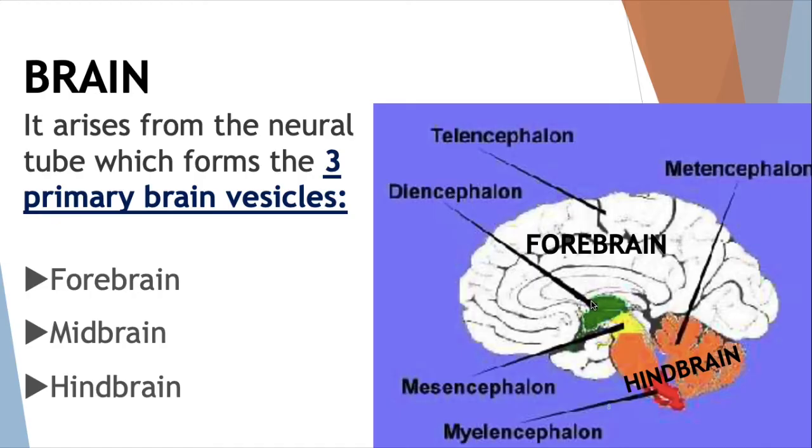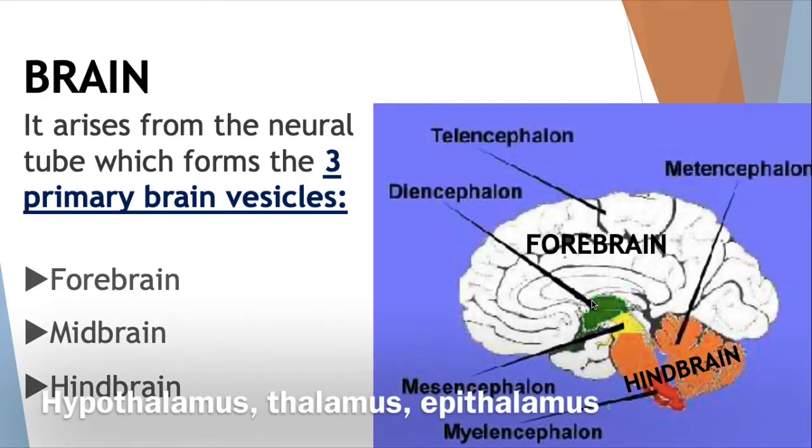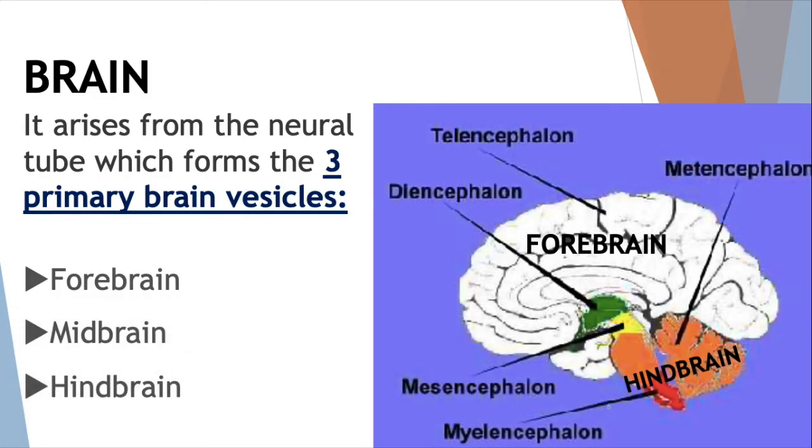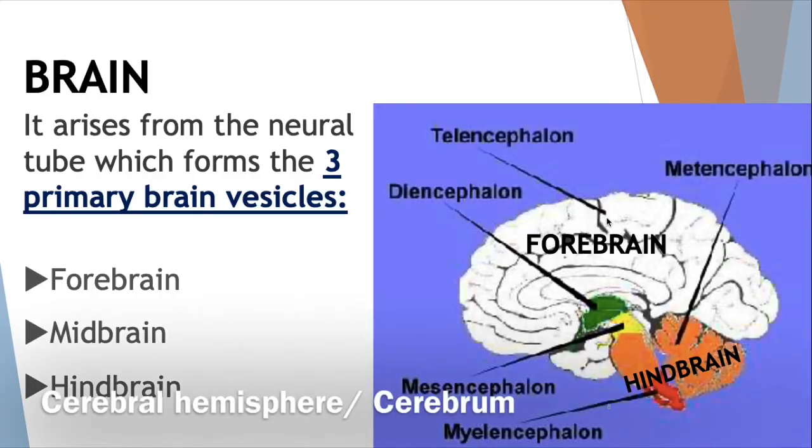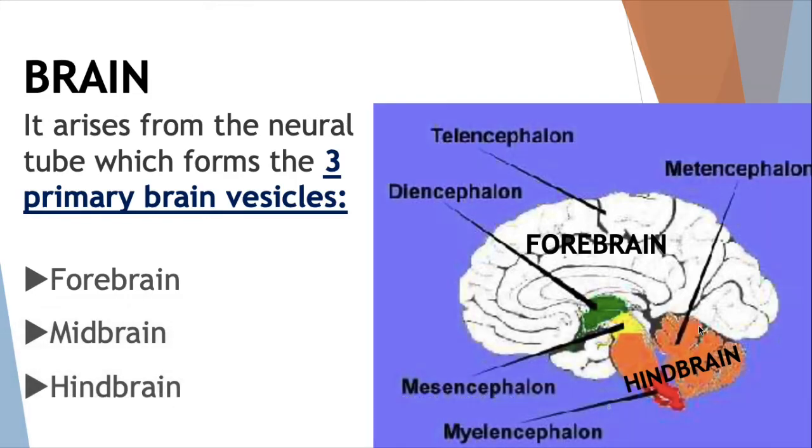So, the diencephalon is part of the forebrain. It is composed of the hypothalamus, thalamus, and epithalamus. Okay? Next, we also have the telencephalon. The telencephalon is still part of the forebrain, which forms the Mickey Mouse's ears called the cerebral hemisphere or the cerebrum. Okay? Next, we have the hindbrain.